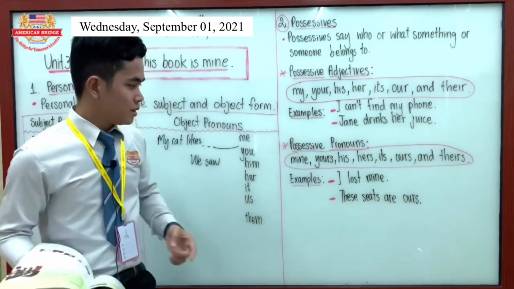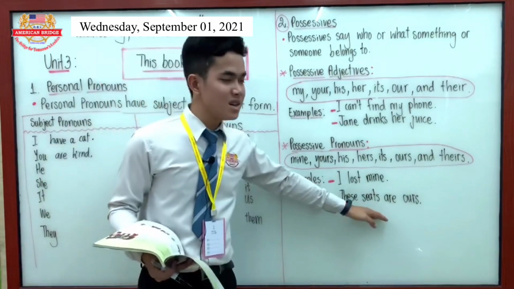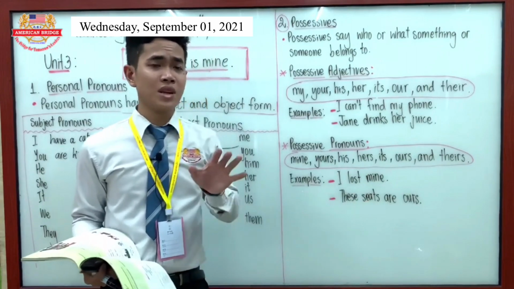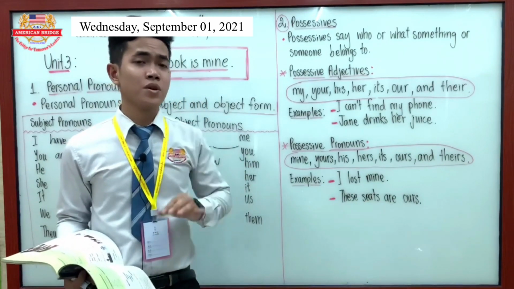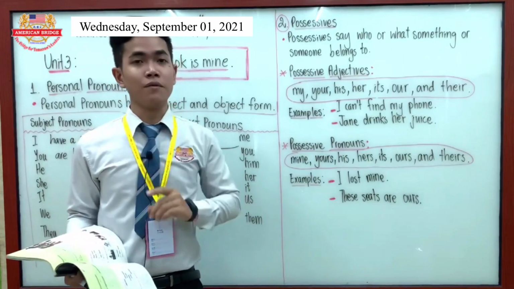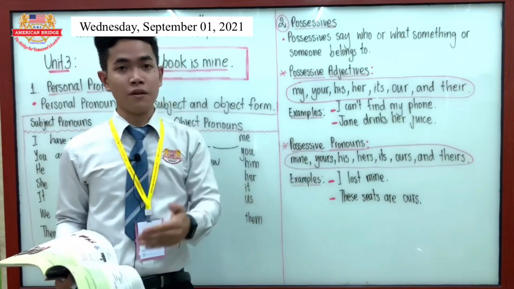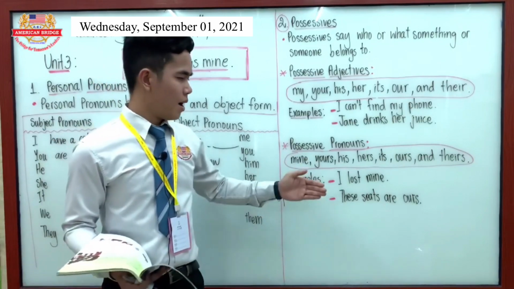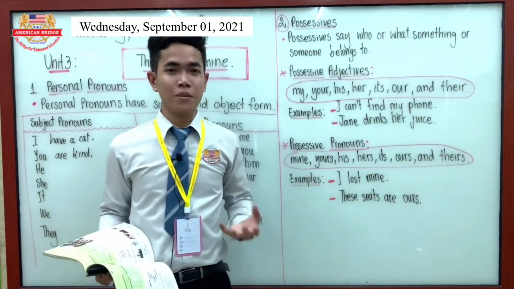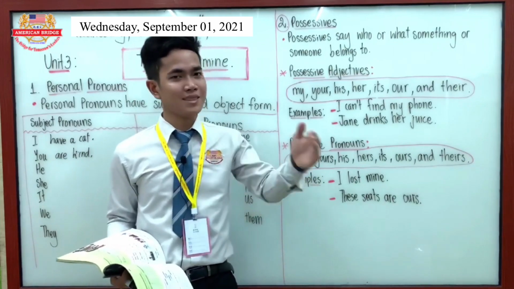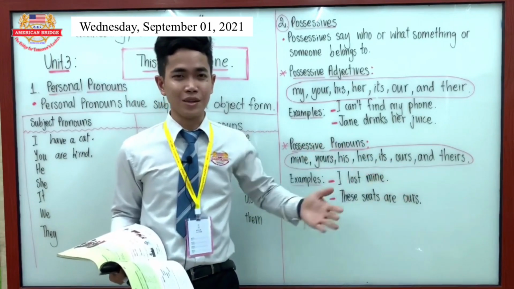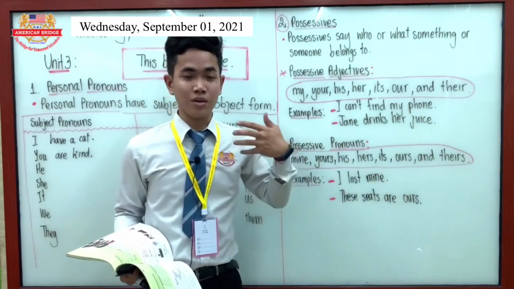Another example, these seats are ours. Mostly you see possessive pronouns at the end of the sentence, but sometimes we can also put them at the front of the sentence, like mine is beautiful. But in this case, we don't know what that thing is. Mine is beautiful. Oh, what's that? Is it your skirt? Is it your shirt?